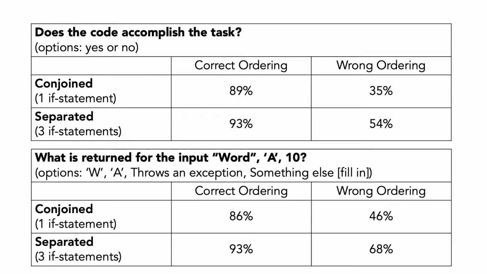We found that students did pretty well when the conditions were in the right order, although they did better when the conditions were separated into individual if statements. But when the conditions were in the wrong order, a lot of students didn't notice, and students were much less likely to be correct, especially if the conditions were conjoined in one if statement. This held overall for when the code accomplishes the task and for asking about a particular input.